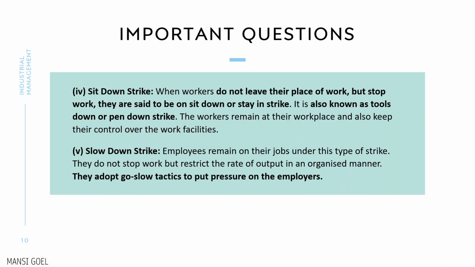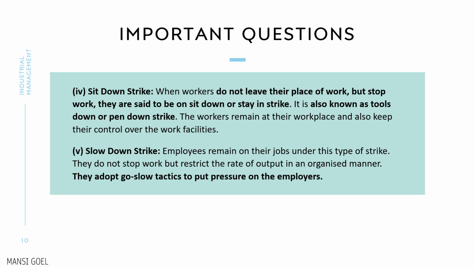4. Sit-down strike. When workers do not leave their place of work, but stop work, they are said to be on sit-down or stay-in strike. It is also known as tools-down or pen-down strike. The workers remain at their workplace and also keep their control over the work facilities.